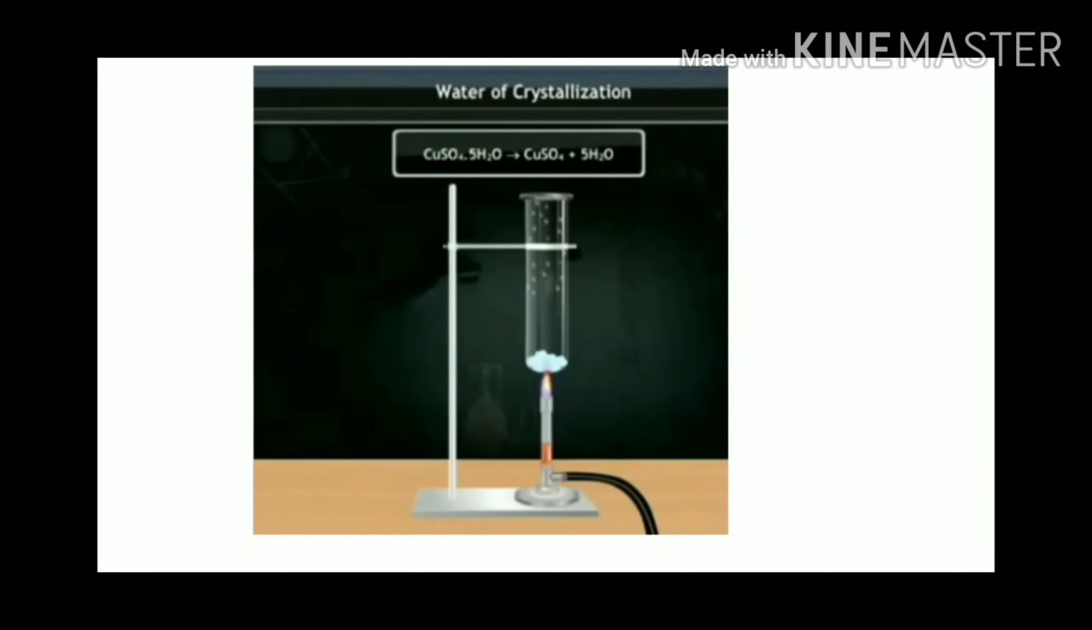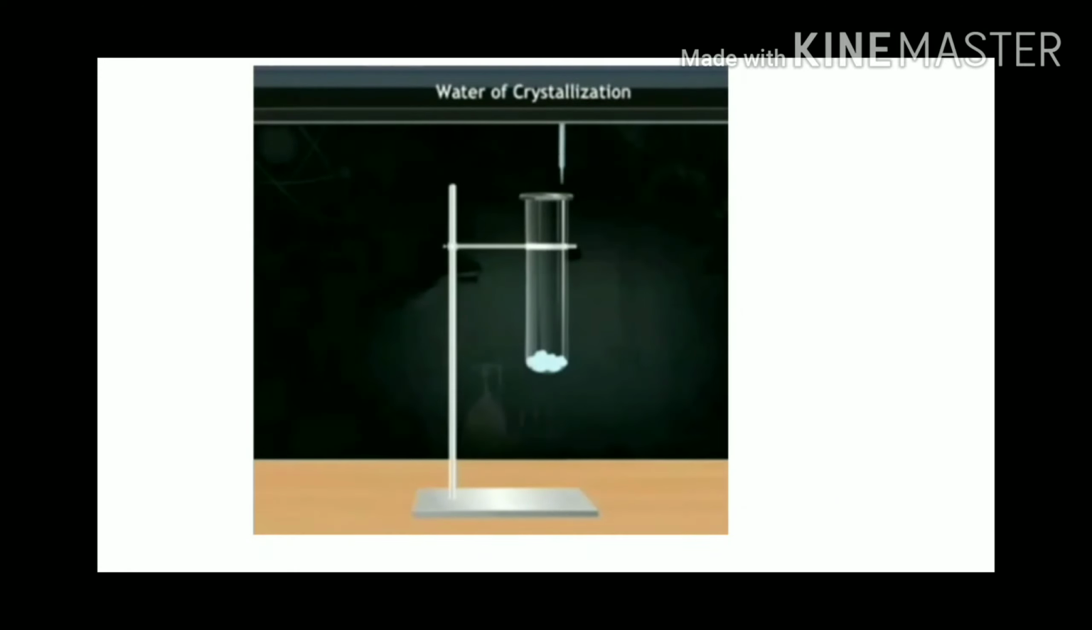Add 2 to 3 drops of water on copper sulfate obtained after heating. What do you observe? Is the blue color of copper sulfate restored? Yes, copper sulfate regains its original color. From this activity, we conclude copper sulfate contains water of crystallization.